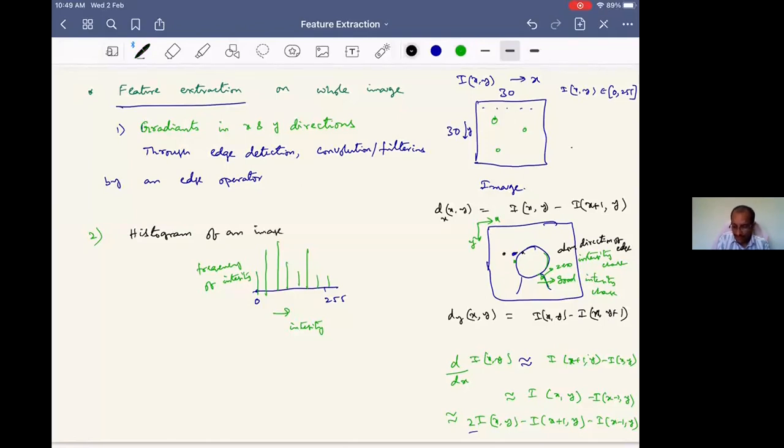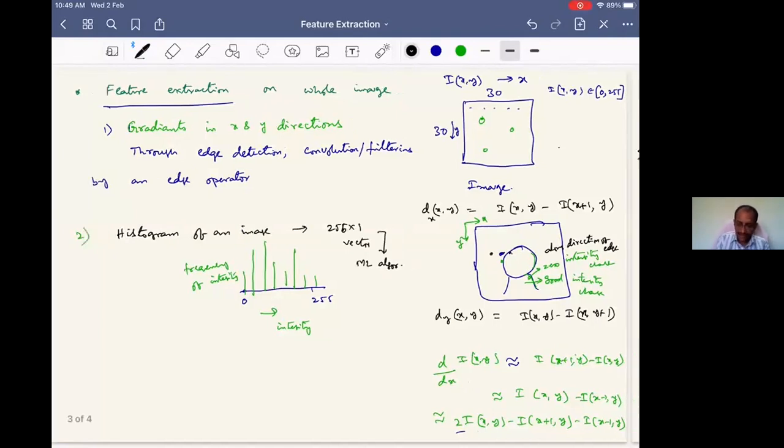Another advantage of this is that it directly comes as a vector feature. So it is a 256 cross 1 vector, and hence you can directly give it to an ML algorithm. So some of the tasks are effectively done in this way.